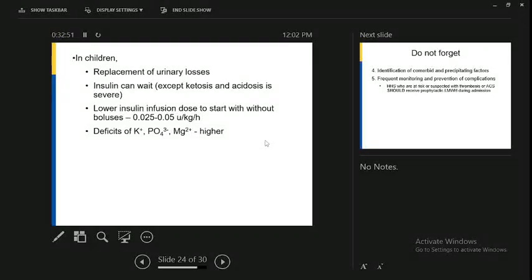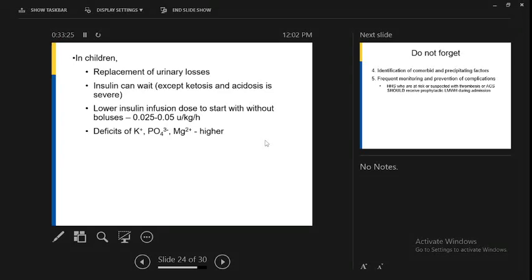In children, with this fluid replacement, apart from the maintenance as well as the deficit, you have to replace the urinary losses, because when we are giving fluids, the patients who are dehydrated and hypovolemic will have a higher renal perfusion. With higher renal perfusion, with the hyperosmolarity and hyperglycemia, the patients will have profound osmotic diuresis as well. So that is taken as again a loss. So we have to replace those urinary losses as well.